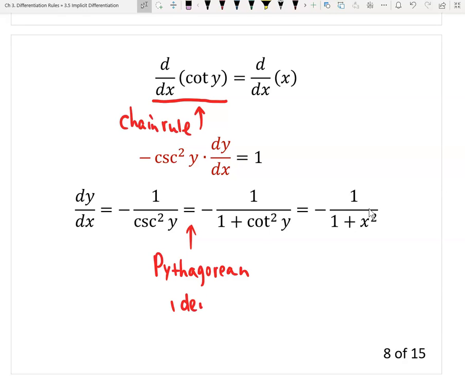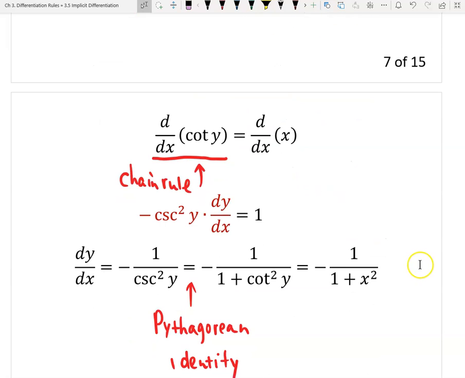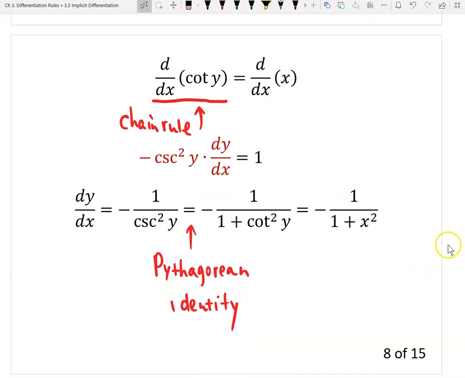Pythagorean identity, okay. And the last step, of course, we directly see cotangent y is x. Cotangent y is x, so we back substitute successfully. Okay. Because cotangent y is x, so we find the final equation, the final formula, right?